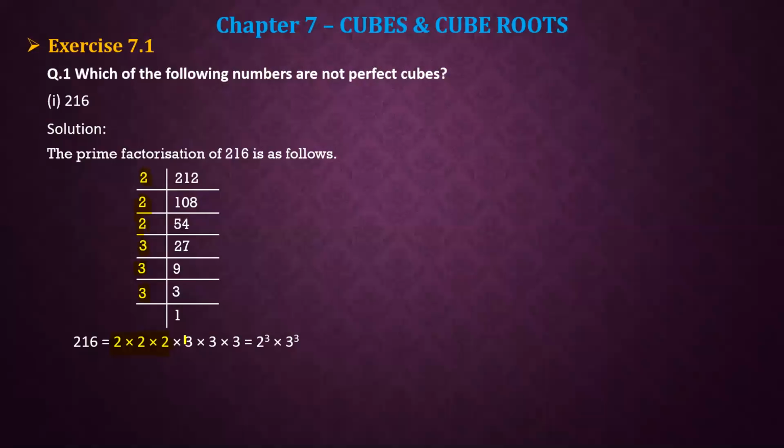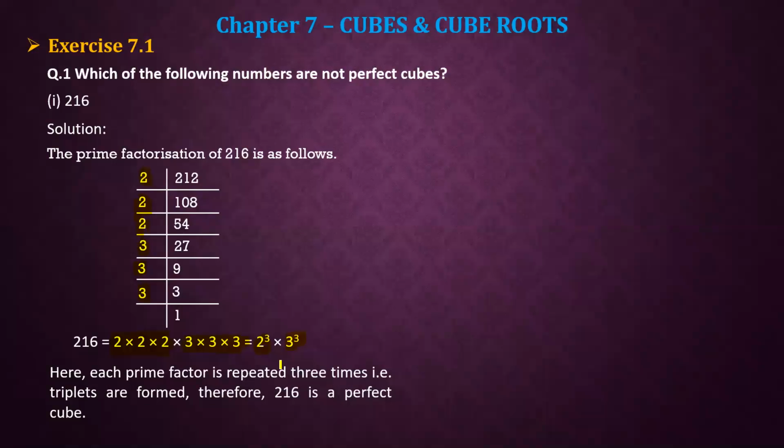Then if you observe the second prime factor, which is 3, then 3 is also repeated 3 times. So both the prime factors, 2 and 3, are repeated 3 times. That means we can say that each prime factor of 216 forms a triplet. The word triplet is also acceptable.